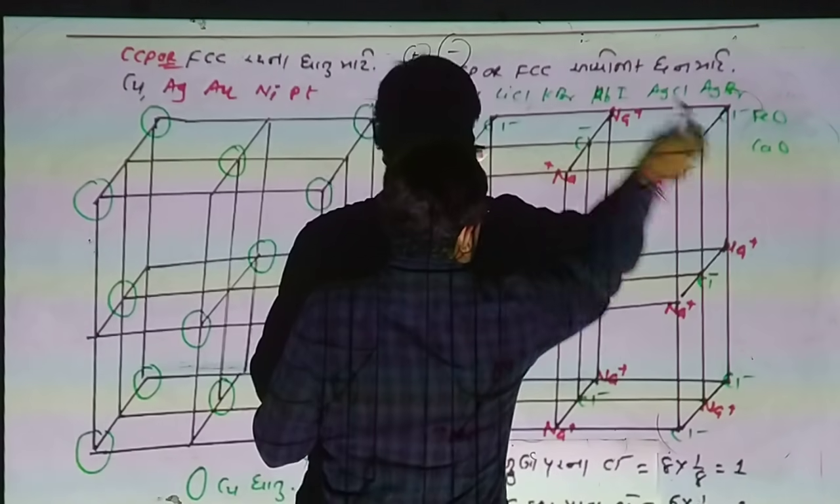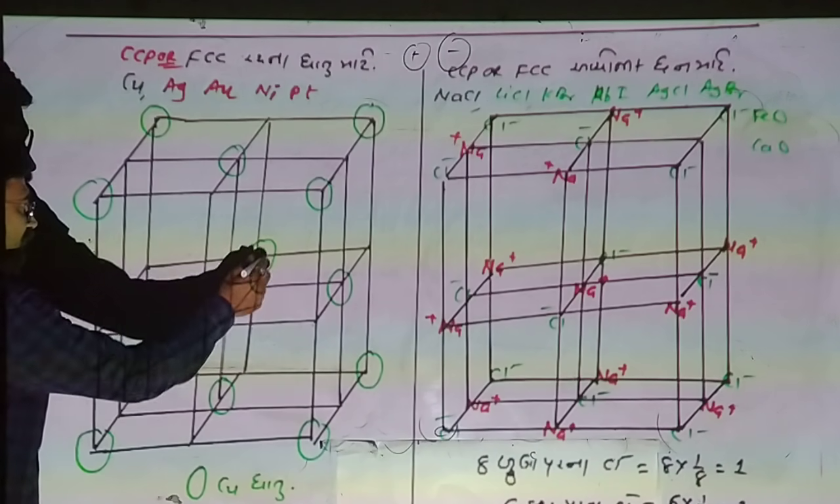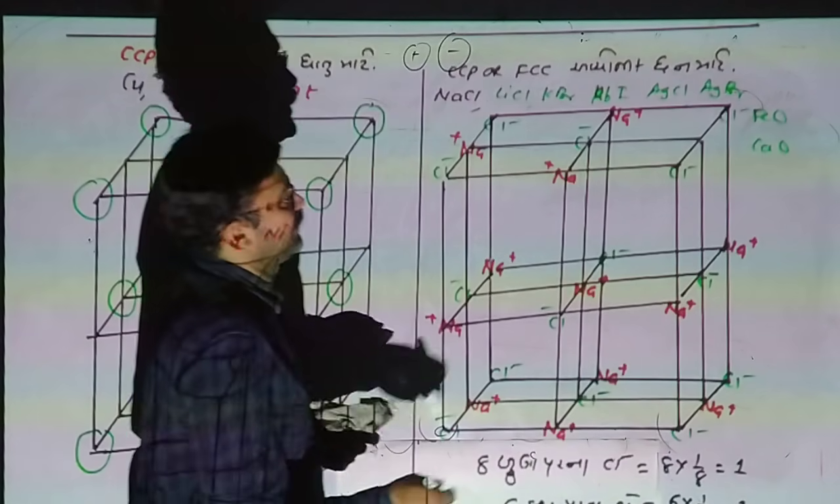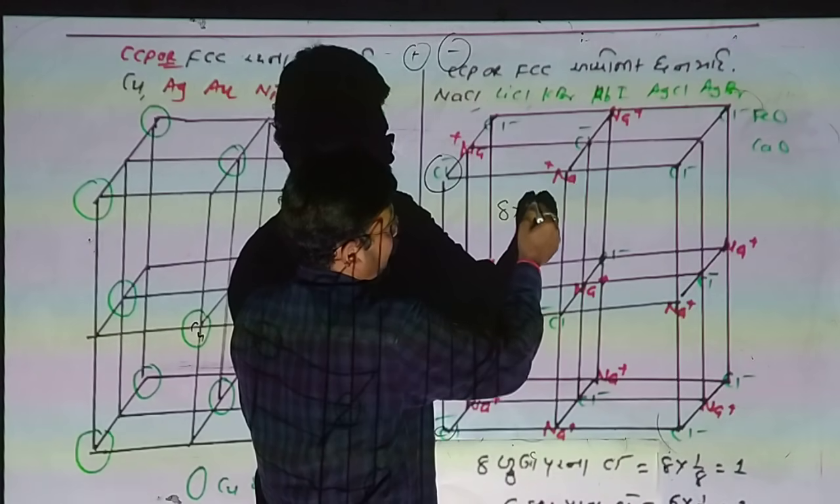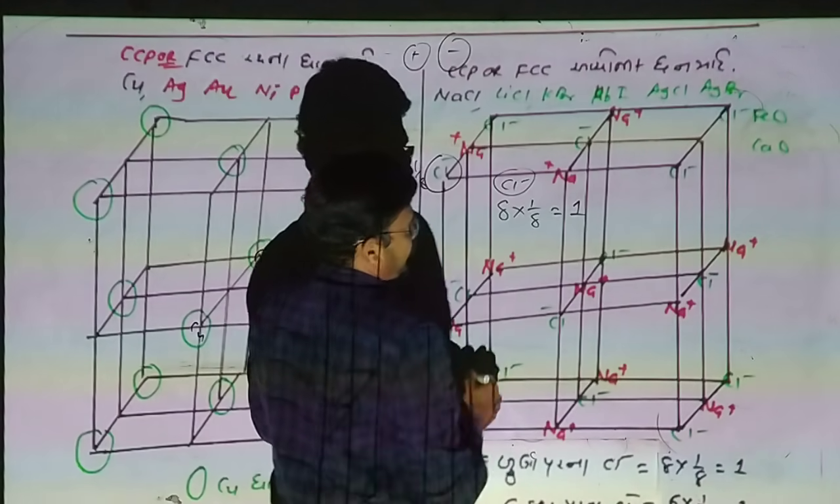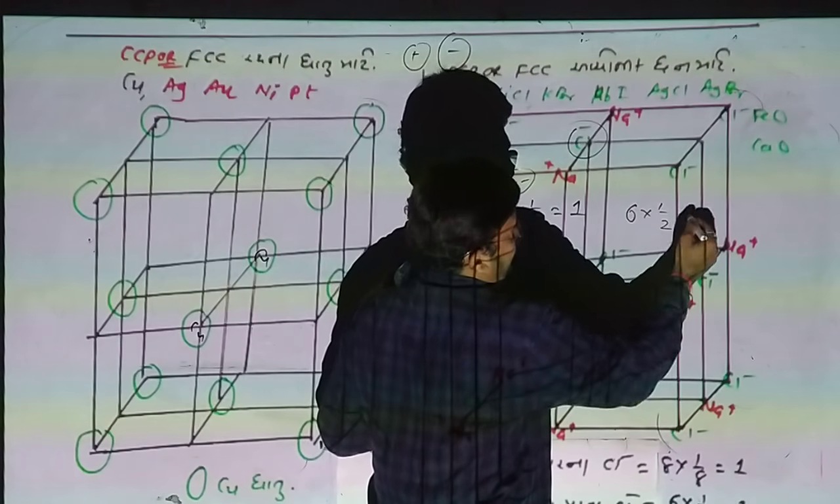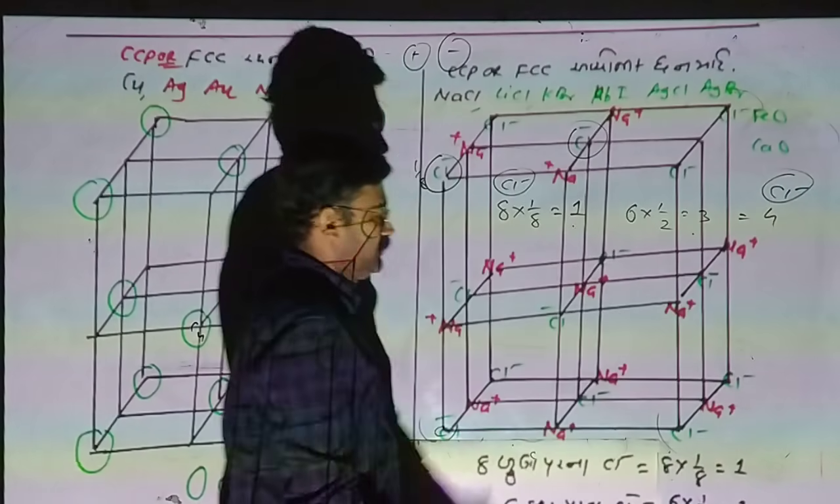So we have to find both types of spheres. Here all the spheres have the same radius. These were all copper metal, all atoms were the same. So no problem. But here we have to find both types of ions. So first we find chloride. Due to the corners, 8 times 1/8, so it is 1 chloride. And due to the 6 faces, 6 times 1/2, so 3. So 3 plus 1, the total chloride is 4.